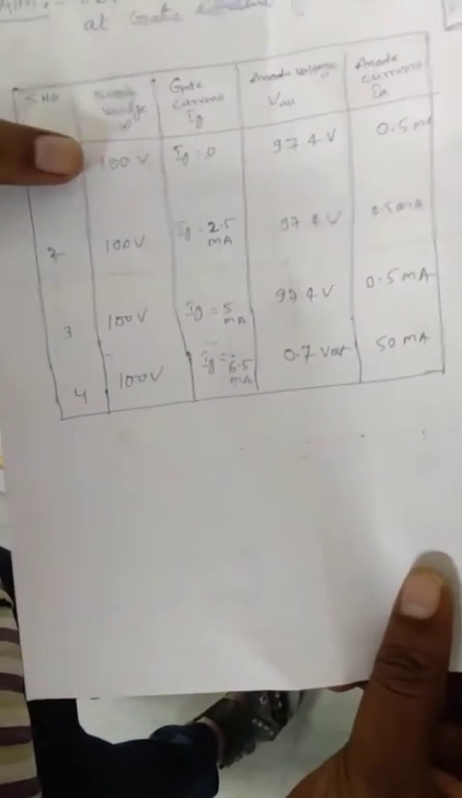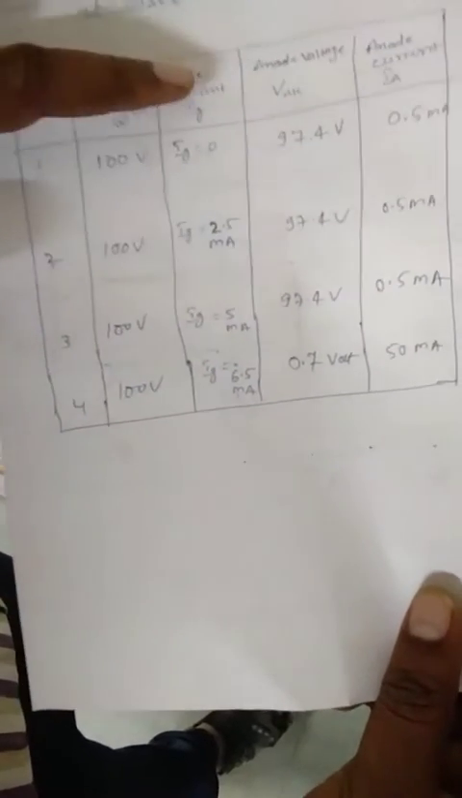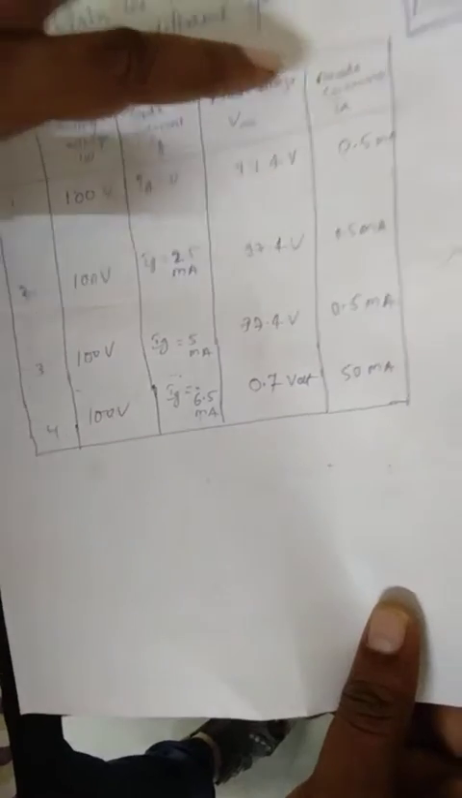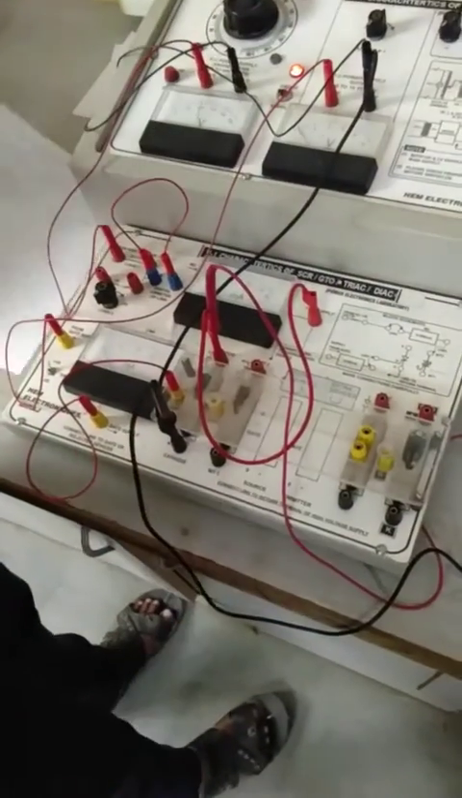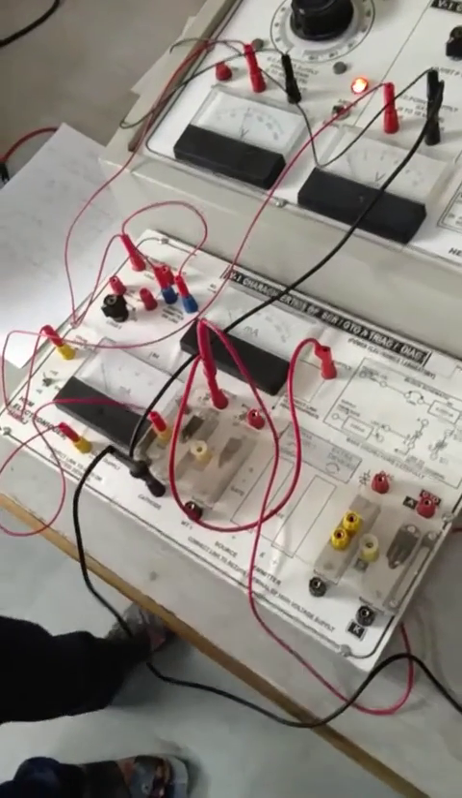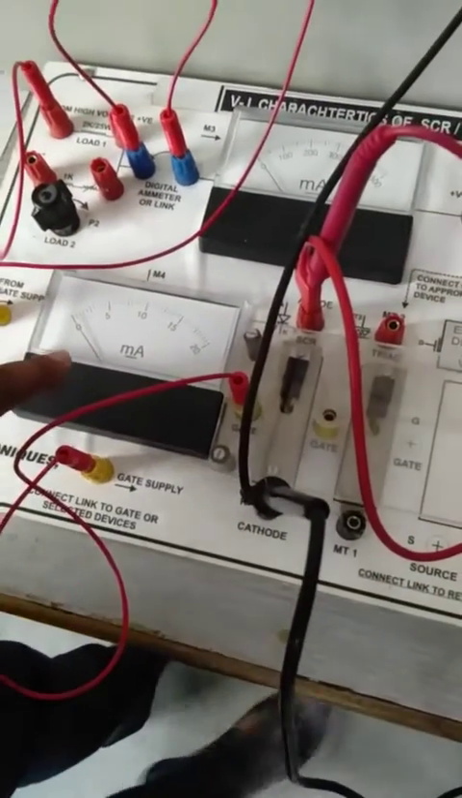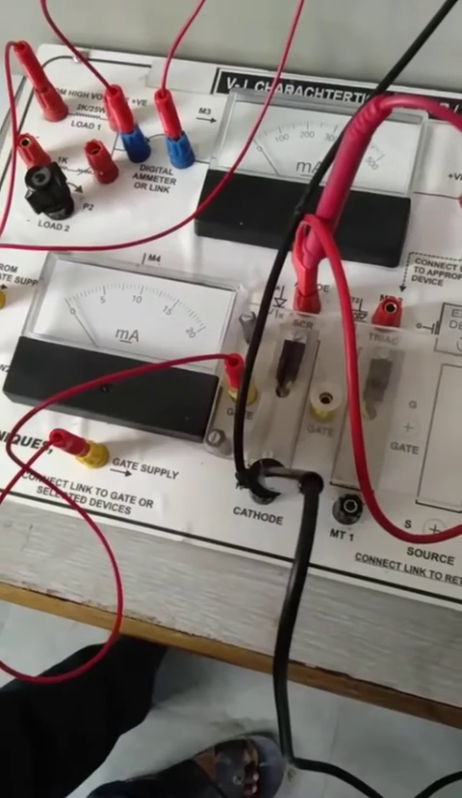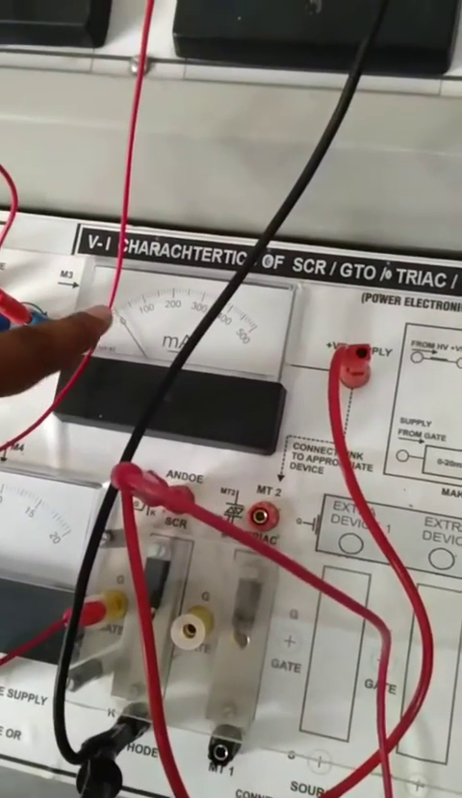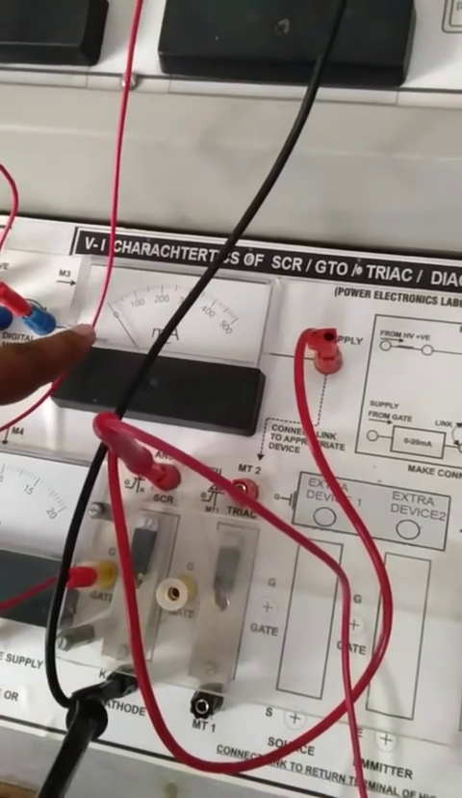Okay, and first we will draw the table according to that. First this is the supply voltage, then gate current, then anode voltage, then anode current. So first we have kept the supply voltage at 100 volt. Now you can see here in this ammeter, which is measuring the gate current, this is also 0, there is no deflection. In this anode current there is still 0 current.